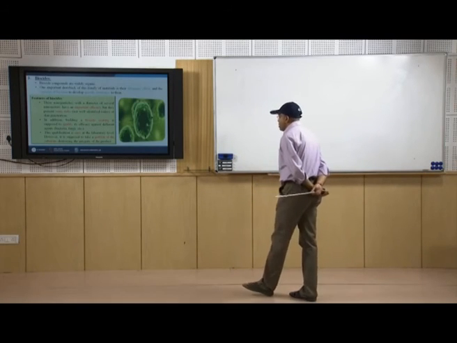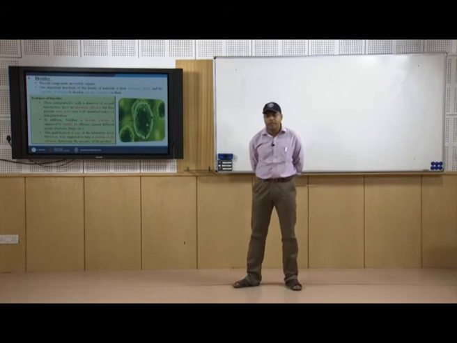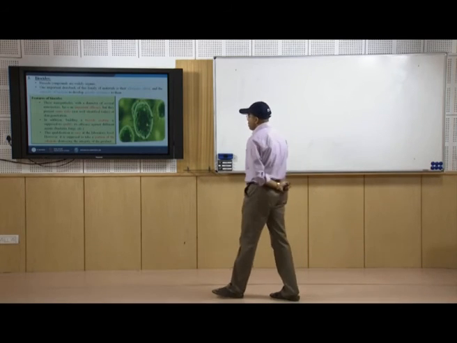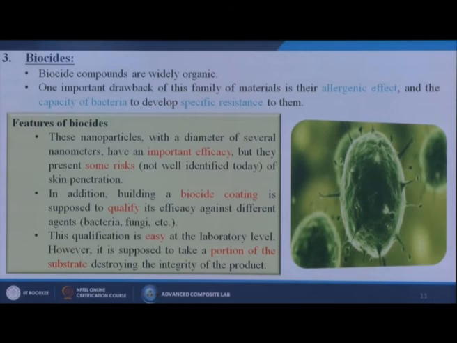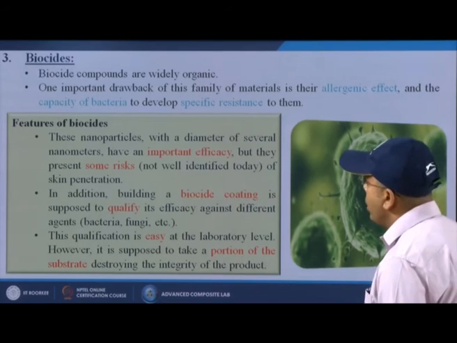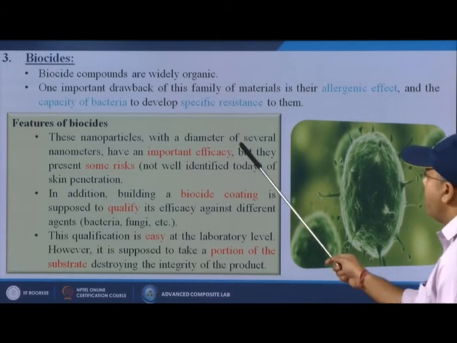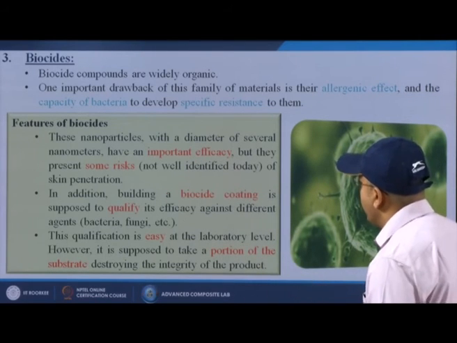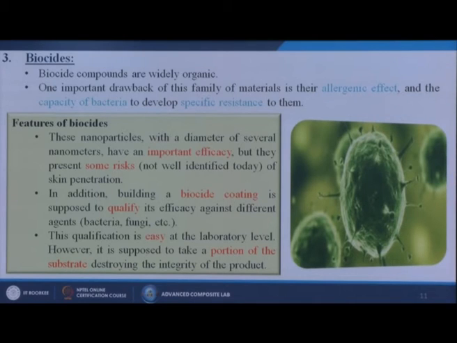Next one is called the biocides. From the name itself we can understand that these materials can be used for biomedical applications, or for biological purposes. Biocide compounds are widely organic materials. One important drawback of this family of materials is their allergenic effect and the capacity of bacteria to develop specific resistance to them. As a feature of biocides, these nanoparticles with a diameter of several nanometers have an important efficacy, but they present some risk, not well identified today, of skin penetration. So, this material we are using for skin applications, or for biomedical applications.